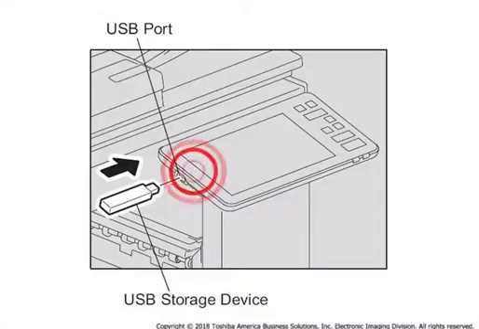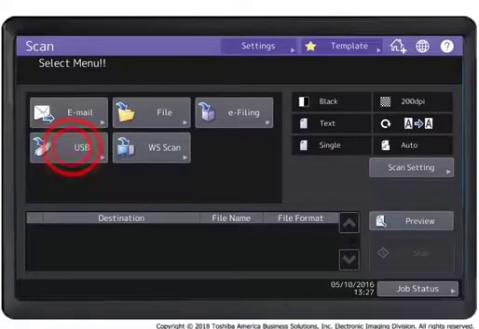To store the scan in a USB storage device, connect the USB storage device to the USB port on the system and wait a few seconds. When the Found USB device message appears on the touch panel, press USB.